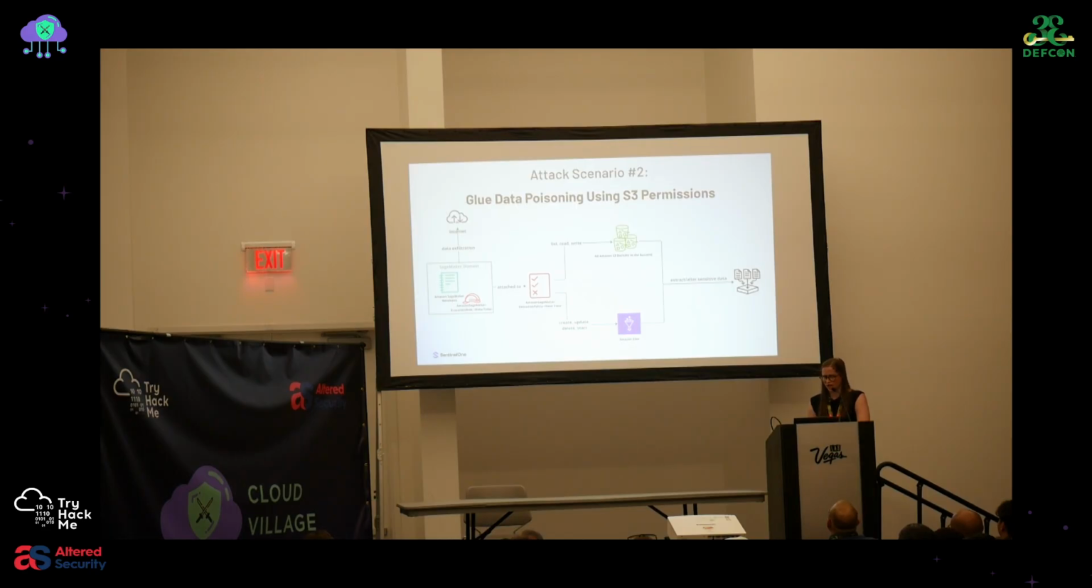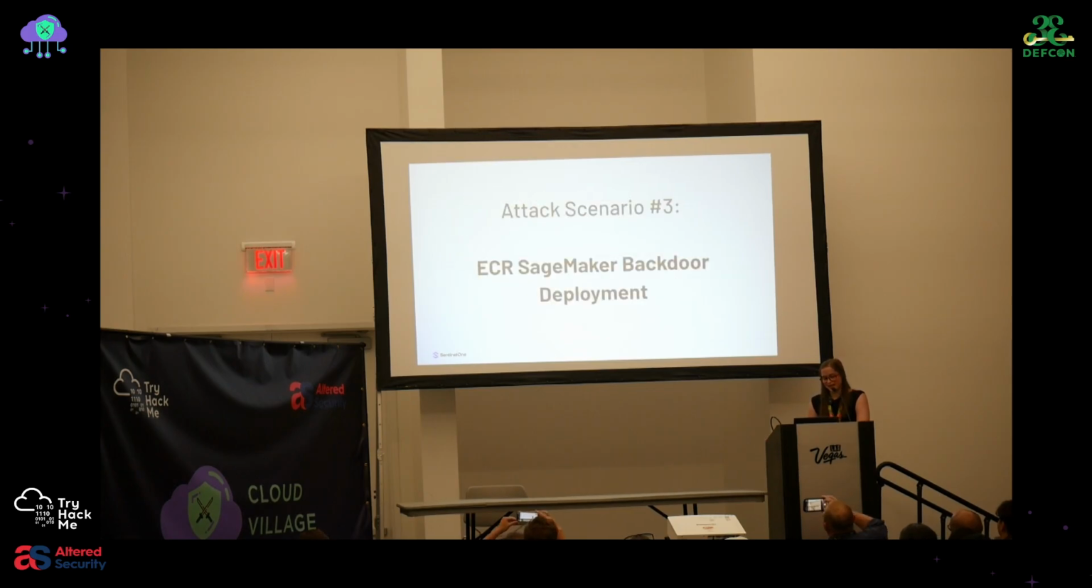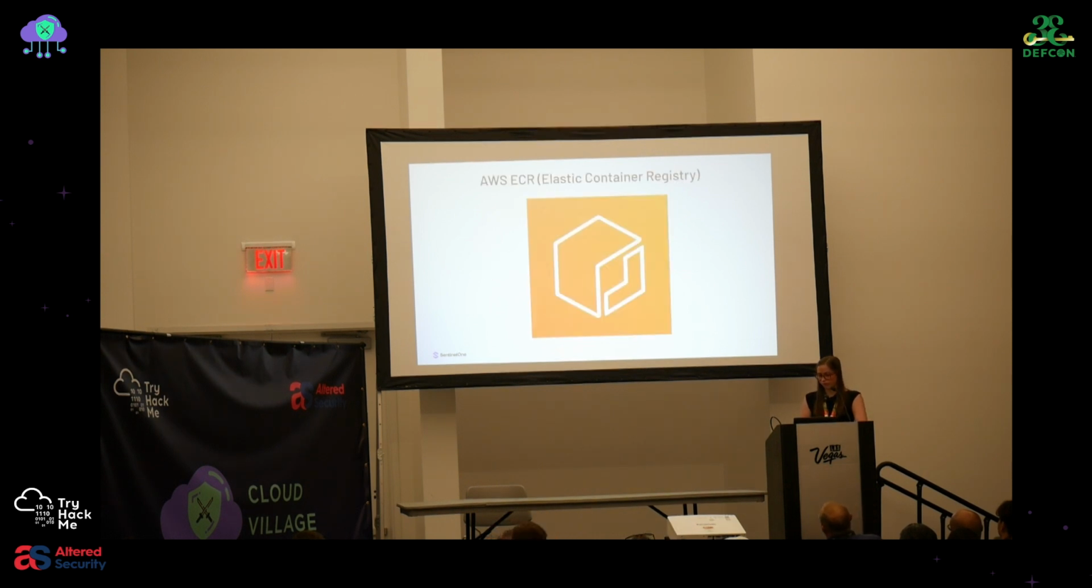And now we're jumping, like the next two attack scenarios will be a bit more advanced. And these are my favorite. So the next one is ECR and SageMaker backdoor deployment. A quick brief on ECR. Amazon ECR is a cloud service that stores container images. You can think of it like a private warehouse where you upload your image, so services like ECS or EKS can pull it and run the images.